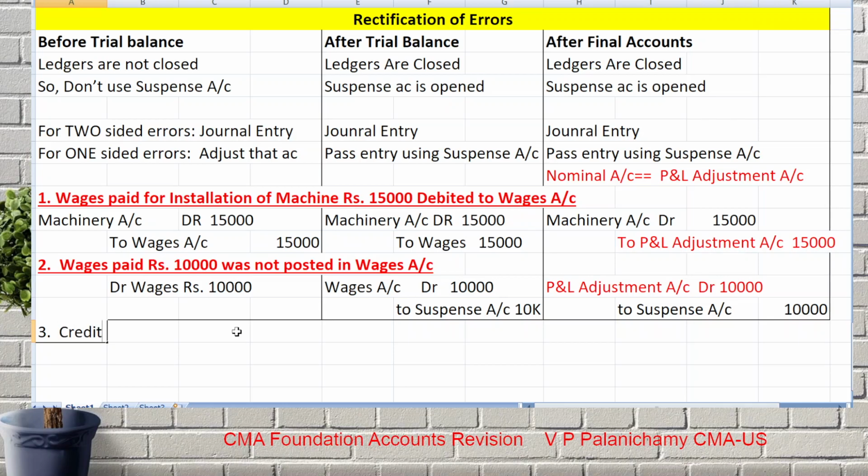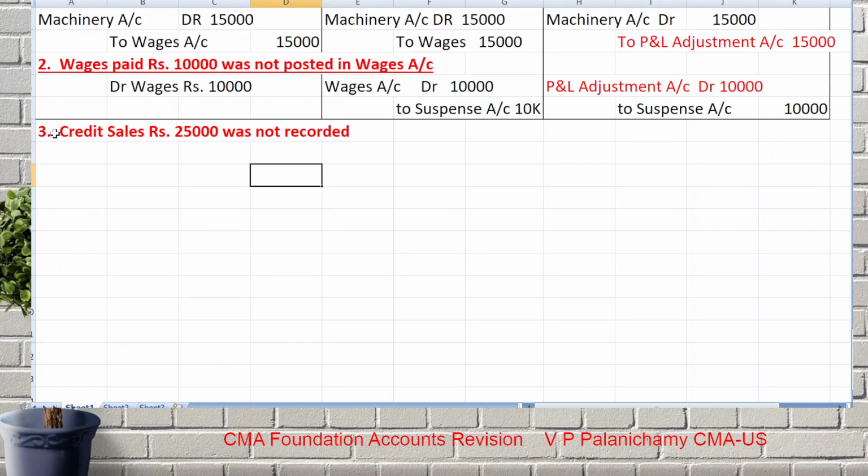Credit sales of rupees 25,000 was not recorded. Was not recorded means the journal was not passed. Journal entry itself is not passed.